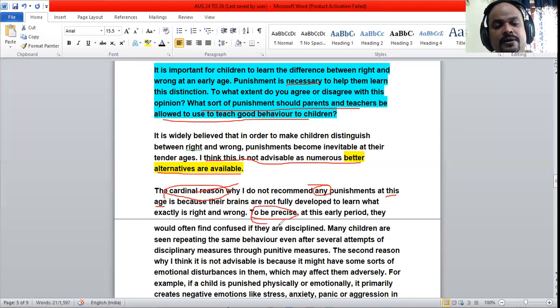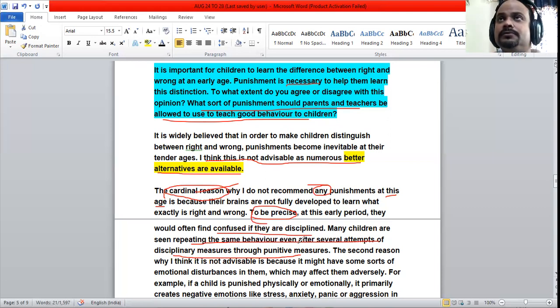To be precise, at this early period, they would often be confused if they are disciplined. If they are taught discipline, they often get confused because their brains are not that developed to understand what is good and what is bad. You can see many children repeating the same behavior even after several attempts. You can see an example: we have several punitive measures awarded to children. Even after that, children keep repeating the same behavior.